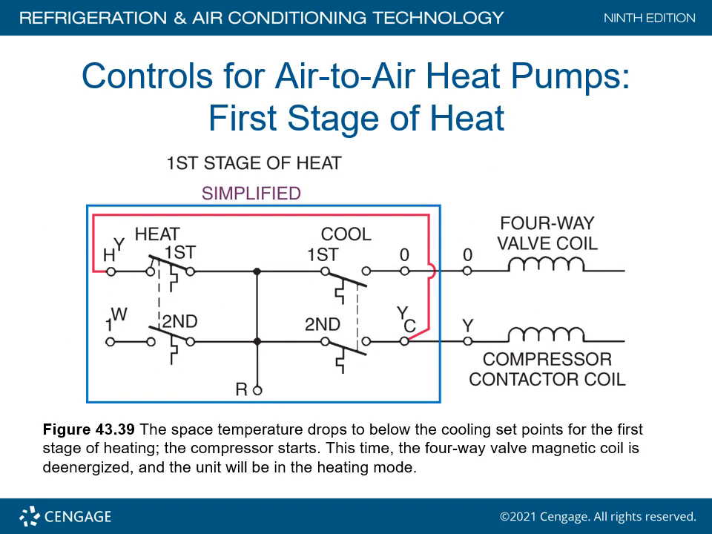Controls for air-to-air heat pump, first stage of heat. First stage of heat, notice that you have the same scenario here. Notice that we're not going to energize the four-way valve in this case. So on the first stage, the contacts on the upper left-hand side are going to close. And then as these close, the space temperature drops below the set point for the first stage of heating.